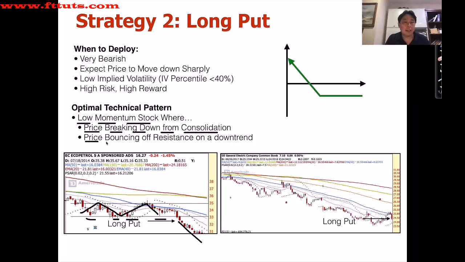Or the price is bouncing off a resistance on a downtrend. So on the right, you see the stock on a clear downtrend, making lower highs and lower lows. And again, a clear downtrend is signaled when you have the moving averages sloping down with the biggest moving average above the smallest moving average. And you want to short when the price hits one of the moving averages as a resistance. In this case, it's hitting the 50 moving average. So we anticipate the price is going to go down. We buy a put right at that point of time. So this is when we deploy a long put.